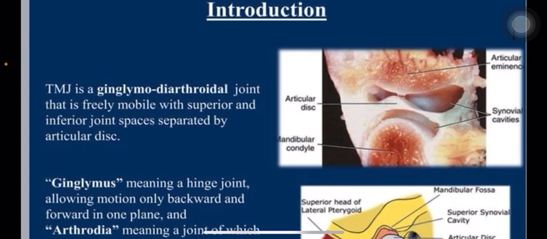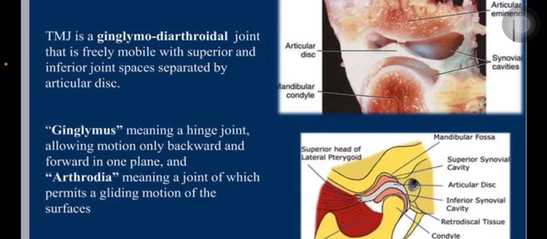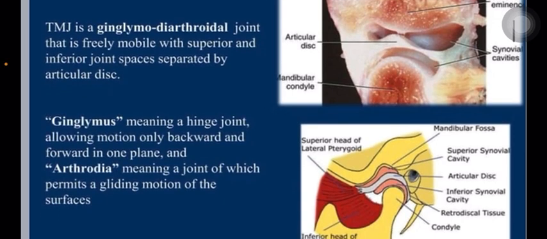First, the introduction. TMJ is a ginglymo-diarthrodial joint that is freely mobile with superior and inferior joint spaces separated by the articular disc. Ginglymus means hinge joint and arthrodia means the joint that permits the gliding motion of the surfaces.